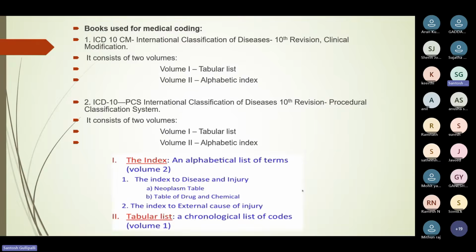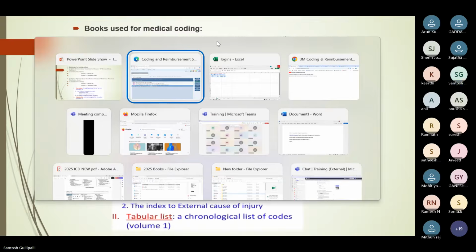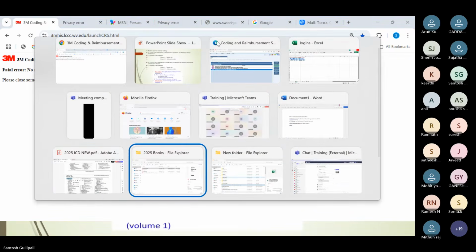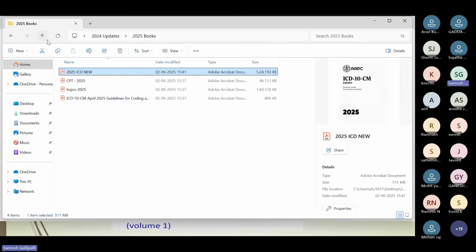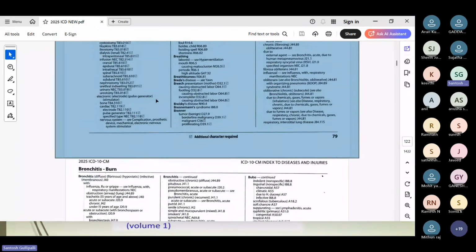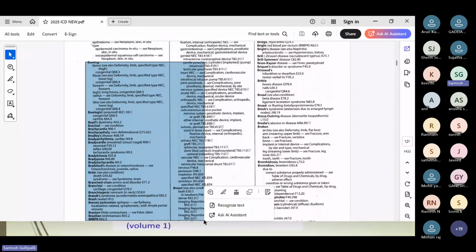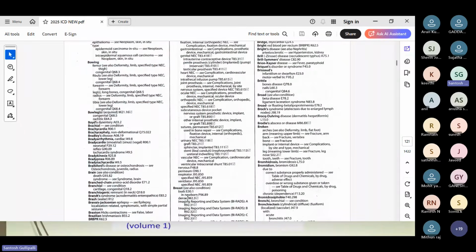I will show you what volume 1 and volume 2 are in the ICD-10 book. So where is the ICD-10 book? I think it's closed. Here, in the A letter, B letter, this is the alphabetic index, which is similar to an English dictionary. This is volume 2, guys. Initially in ICD-10-CM they give volume 2. After that, you can see volume 1.